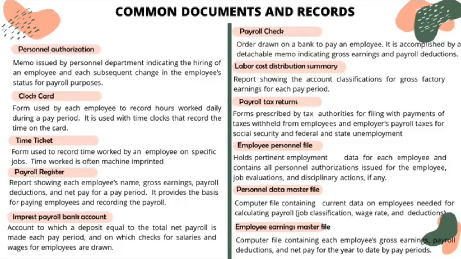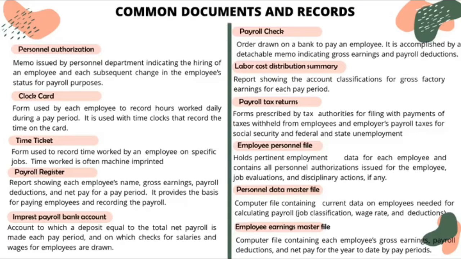It provides the basis for paying employees and recording the payroll. Imprest payroll bank account: an account to which a deposit equal to the total net payroll is made each pay period, and on which checks for salaries and wages for employees are drawn.